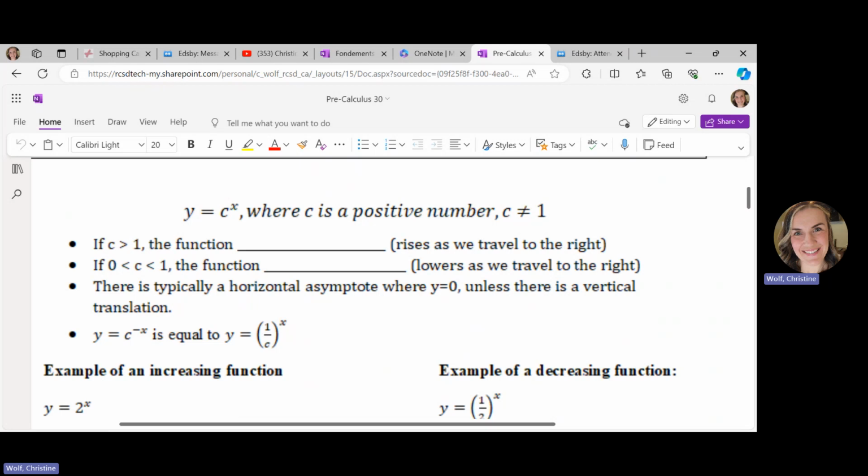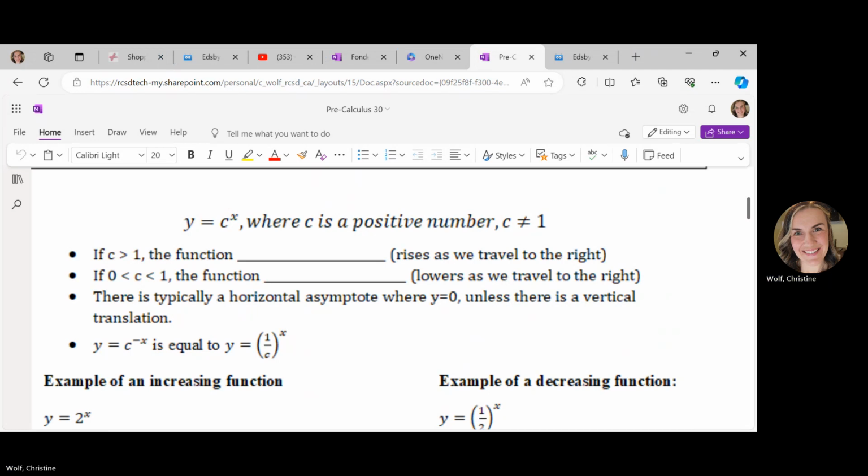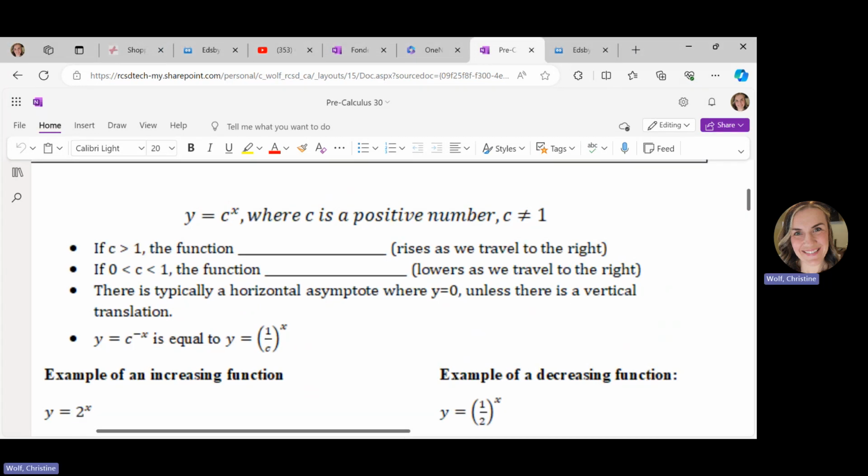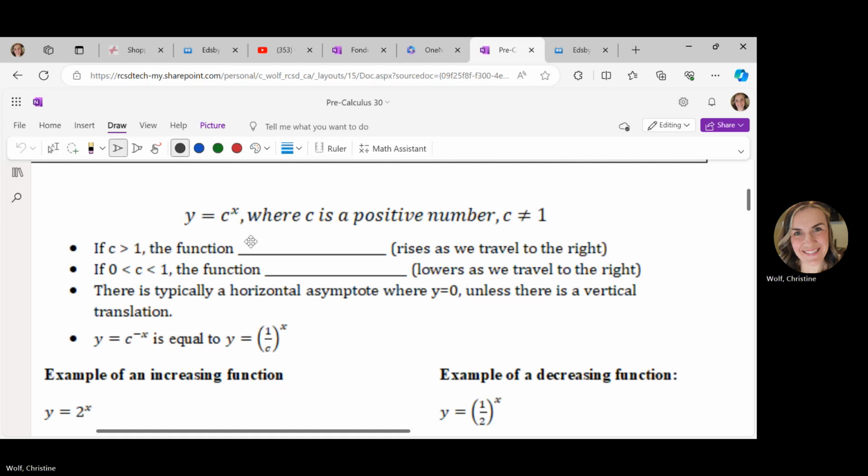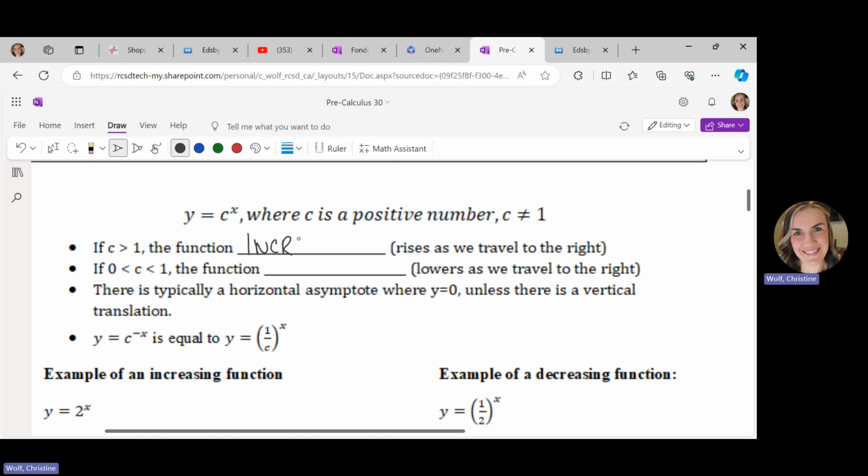Okay, few things here. If c is greater than 1, the function will increase. So the function increases if your base, that c value, is greater than 1. So a 2, for example. And what that means is the graph will raise as we travel to the right. So your graph is going to look like that. So all of our graphs are kind of half curves today.